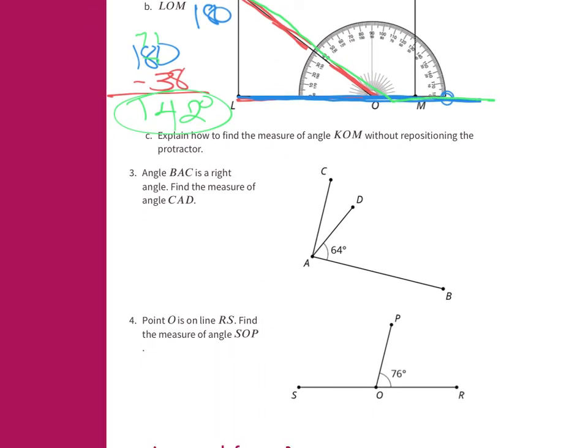Angle BAC is a right angle. Find the measure of CAD. So we know that BAC is a right angle. We know right angle is 90. And we know DAB, angle DAB, this one right here, the blue angle, is 64. So if we subtract the two, we know that DAB and CAD are going to add up to 90. So if we go 90 minus 64, we get 26 degrees. So the two smaller angles add up to 90 degrees, so that you could say these are complementary angles.